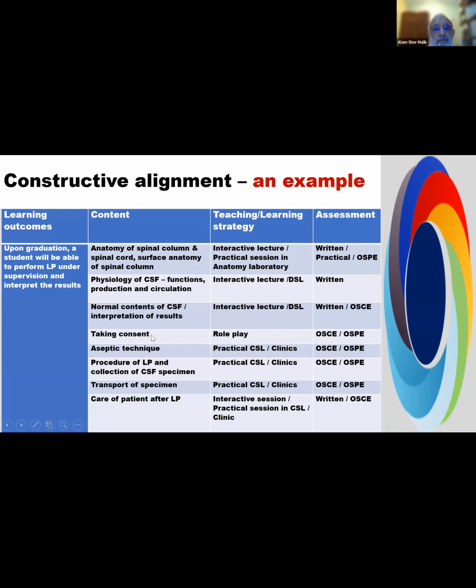Or you take the example of taking consent. Taking consent is best taught through a role play and best assessed through OSCE or OSPE. So this is the actual concept of constructive alignment: the learning outcome would help us to identify the content, would help us to identify the teaching learning strategy, and would help to identify the appropriate assessment. Right.